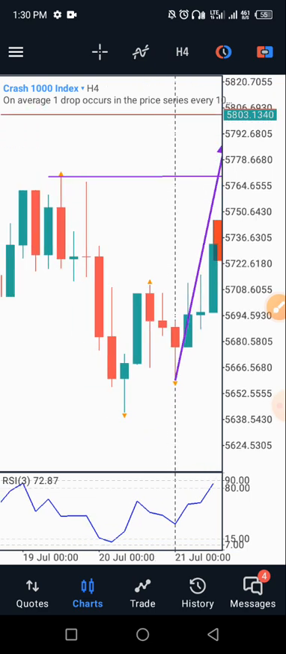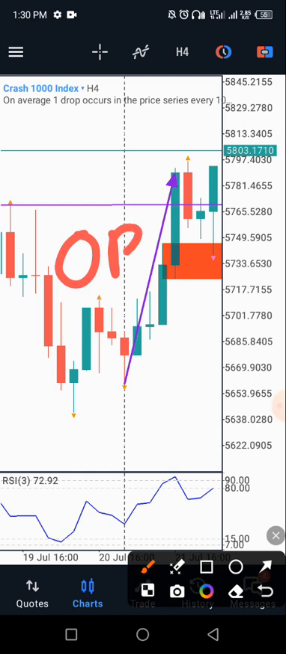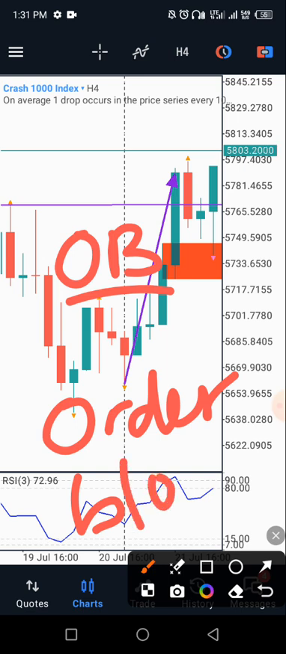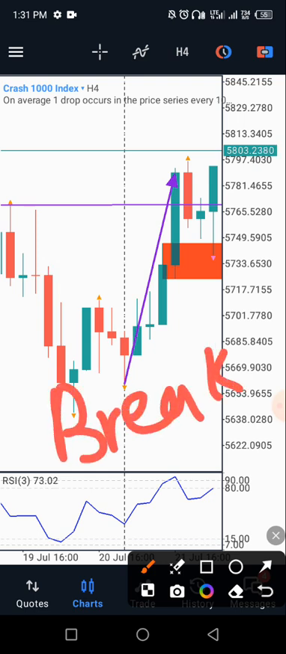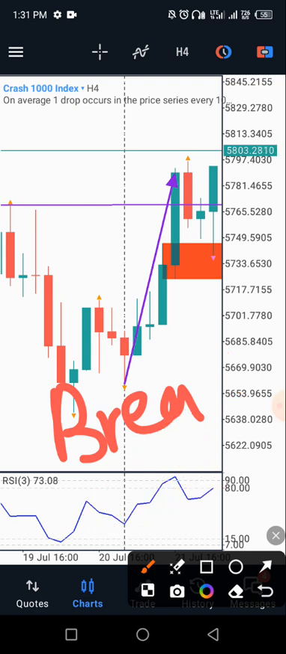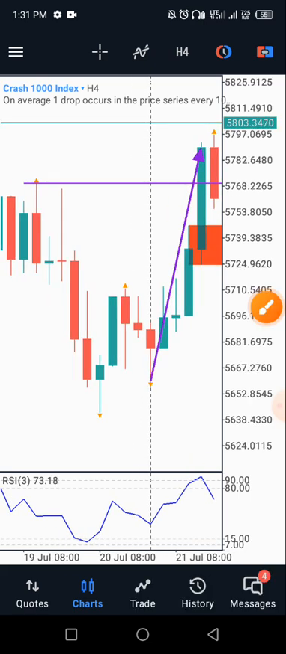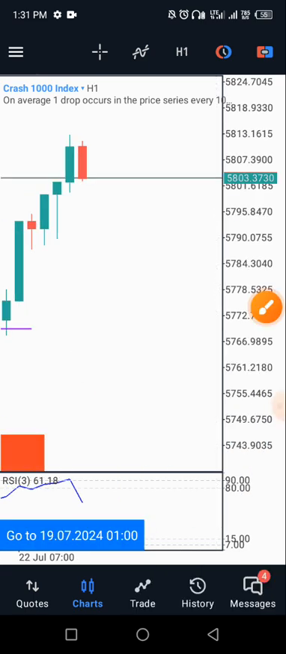The second thing we want to look for is our order block. After identifying our break of structure, the next thing is to identify our order block. Guys, it's very important we identify our order blocks. After identifying our break of structure on the 4 hour time frame, we can go to the 1 hour time frame.